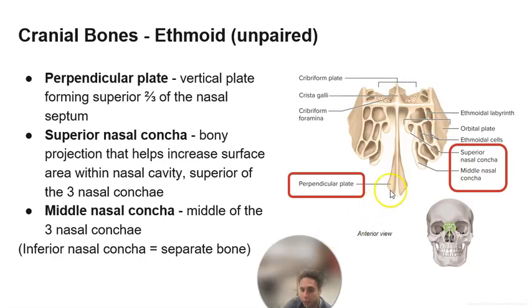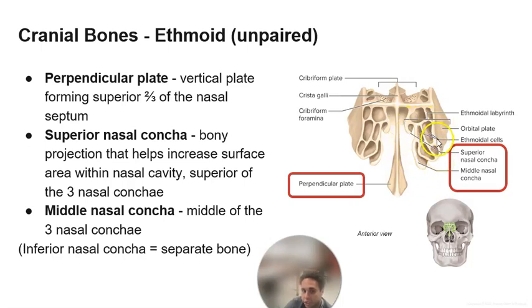And then we have something called the nasal concha. We have superior nasal concha, middle nasal concha, and inferior nasal concha. The inferior nasal concha is not on the ethmoid bone. So the ethmoid bone only has the superior nasal concha and the middle nasal concha. So this is the nasal concha, this bony structure over here.